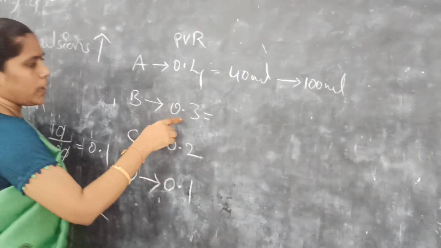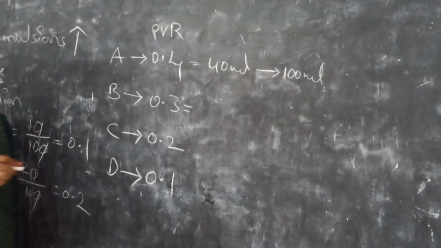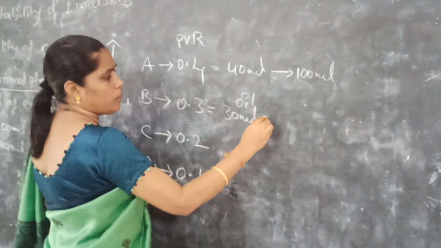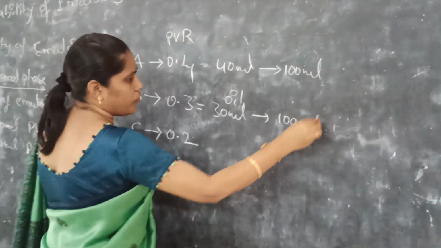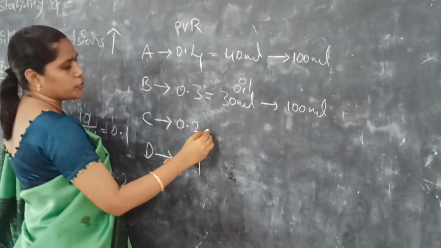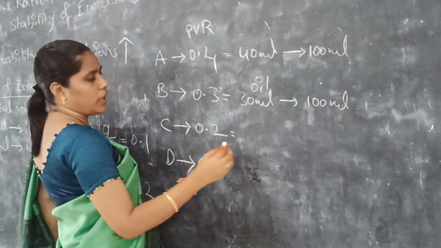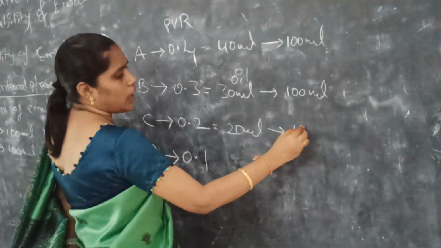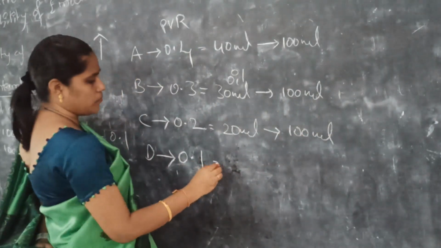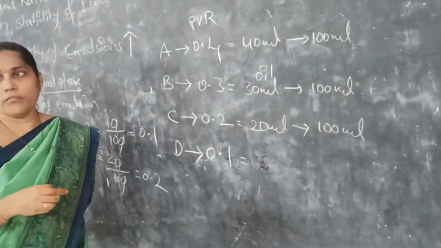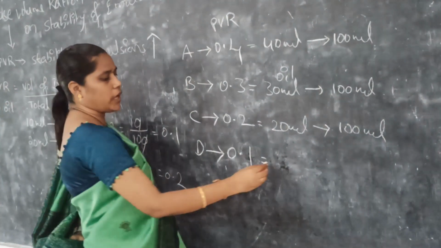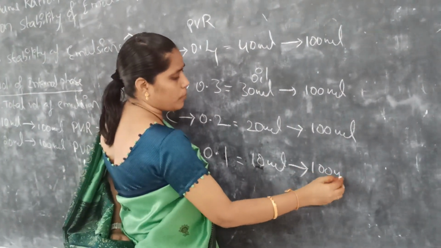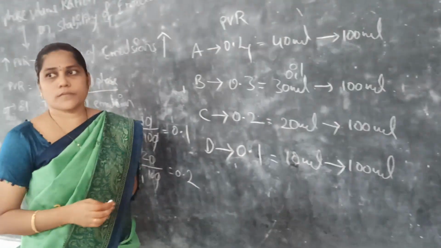Similarly, to prepare the phase volume ratio of 0.3, we have to take 30 ml of oil and make up to 100 ml of emulsion. For the 0.2 phase volume ratio emulsion, we have to take 20 ml of oil and make up to 100 ml of emulsion. Similarly, to prepare the 0.1 phase volume ratio emulsion, we have to take 10 ml of oil and prepare 100 ml of emulsion by using emulsifying agents.